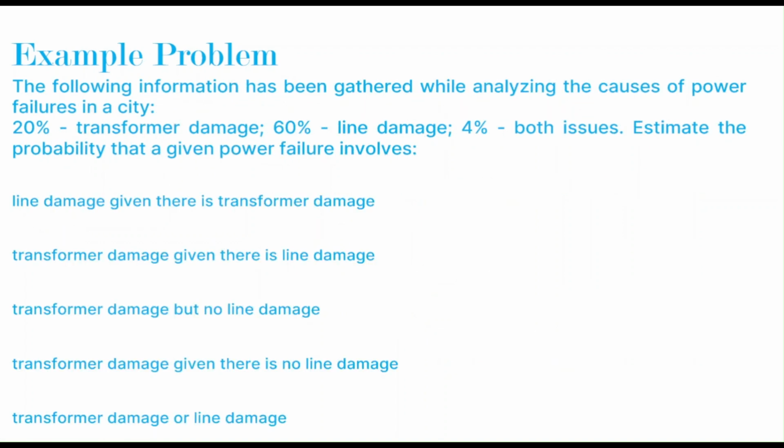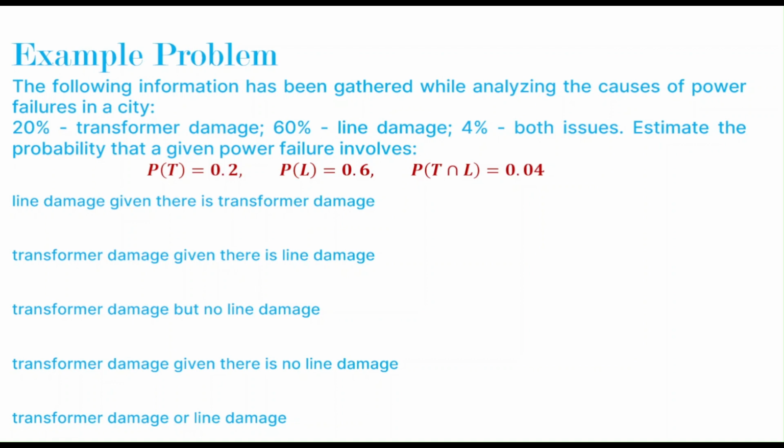Now let's have a look at one more problem. This one says that the following information has been gathered while analyzing the causes of power failure in a city. 20% due to transformer damage, 60% due to line damage, and 4% due to both the issues. So here, we have for a power failure, the probability that it is due to transformer damage is 0.2, the probability that it is due to line damage is 0.6, and the probability that it is due to both transformer and line damage is 0.04. Now further it asks us to estimate the probability of a given power failure involving line damage, given there is a transformer damage.